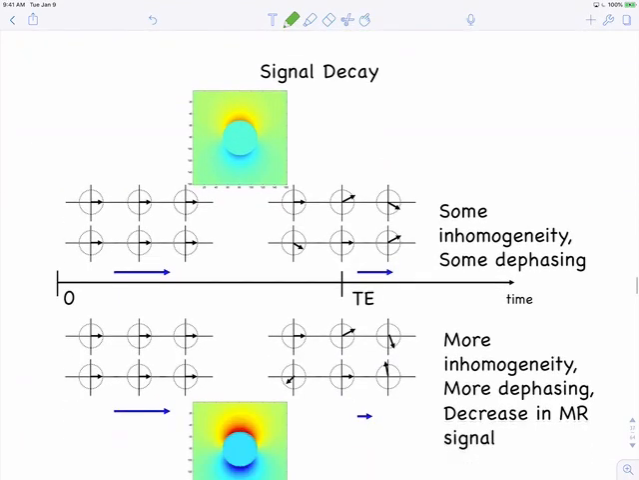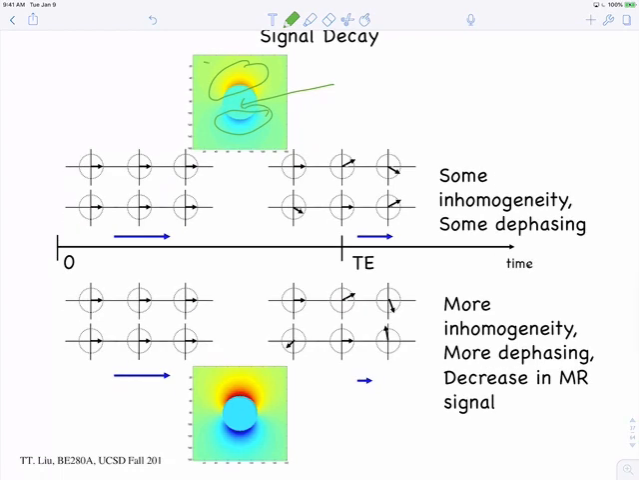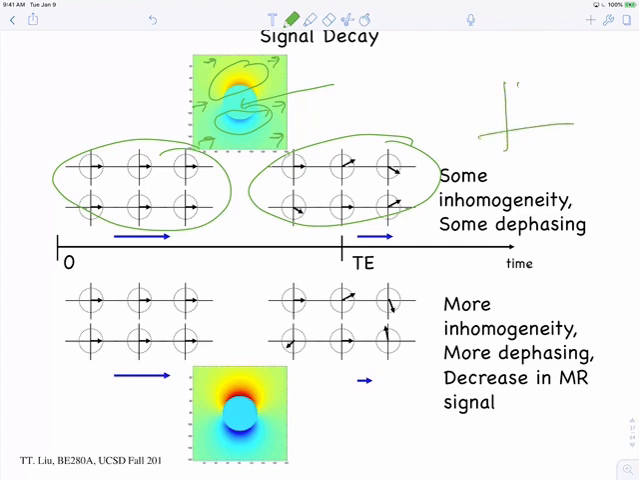And why does that happen? Well, imagine you had something that was, in this case, a small dipole, and it is creating a local disturbance in the magnetic field around it. If you had spins at different locations around that dipole, they might start off in phase, but over time, because they're experiencing different fields, they're going to get out of phase. Some are going to go slower, some are going to go faster. And so over time, you're going to end up with some dephasing, and the signal is going to get less.